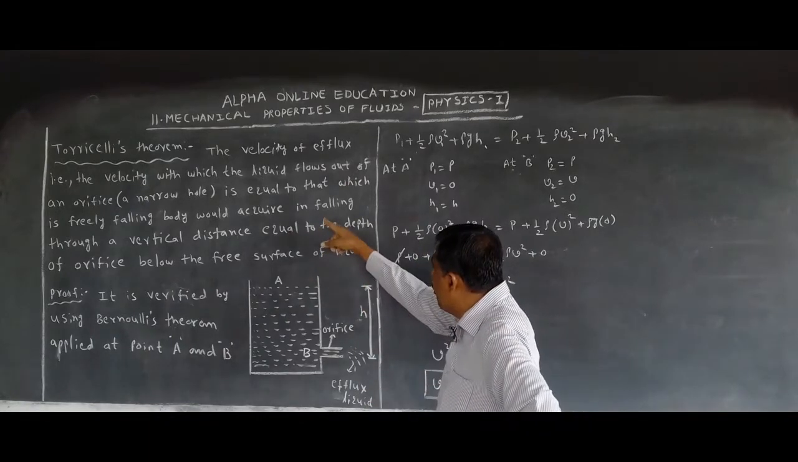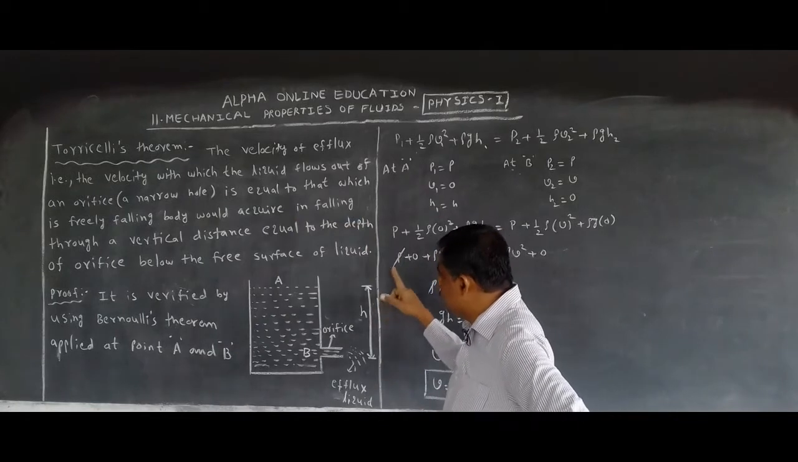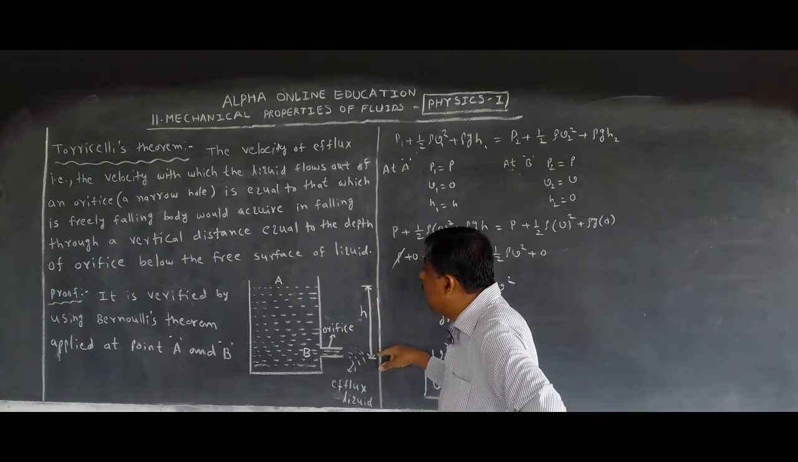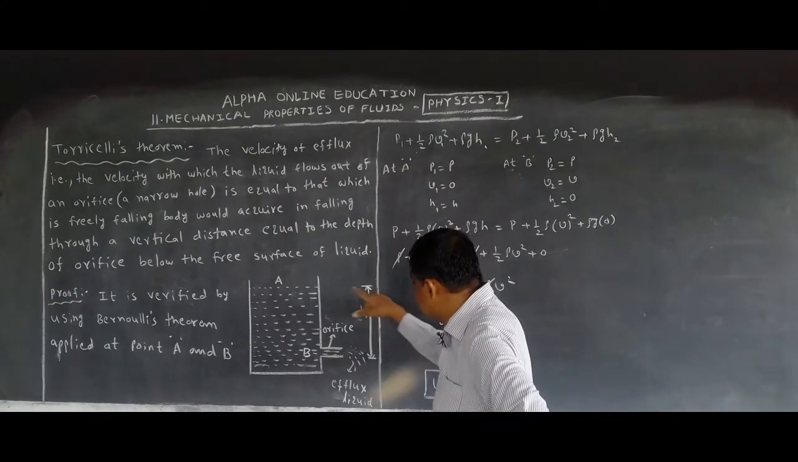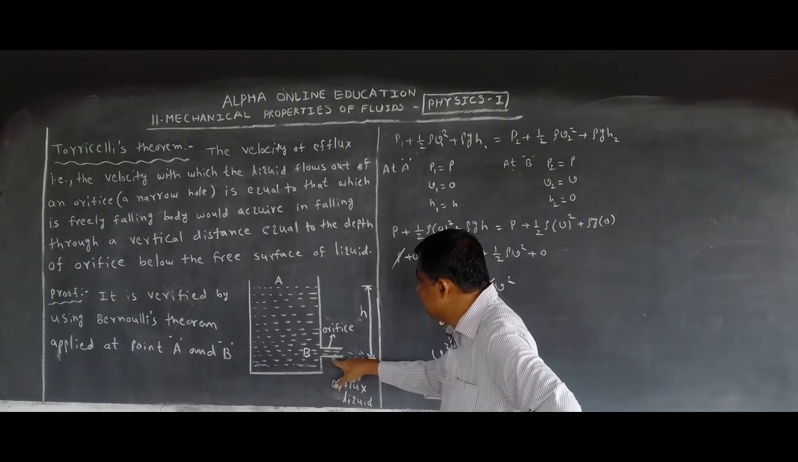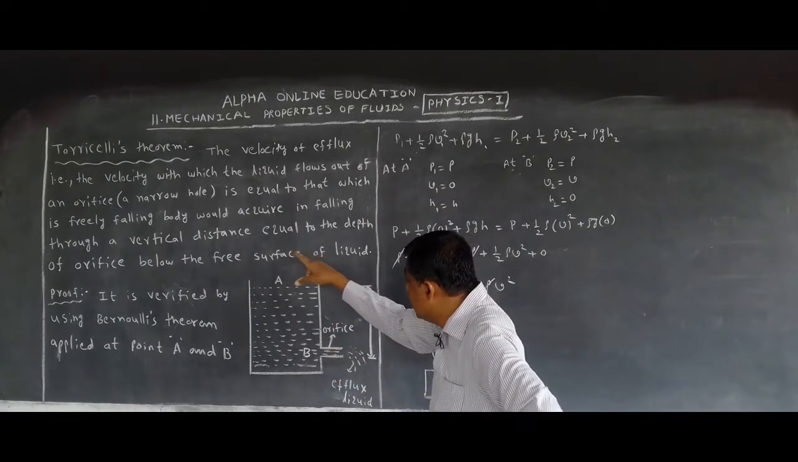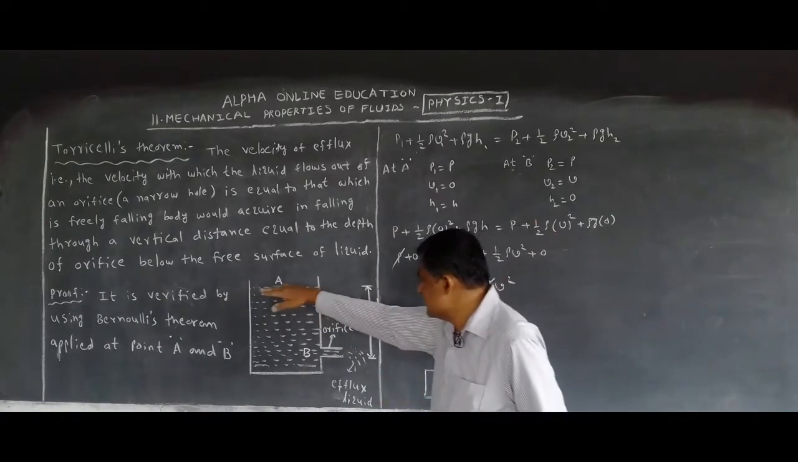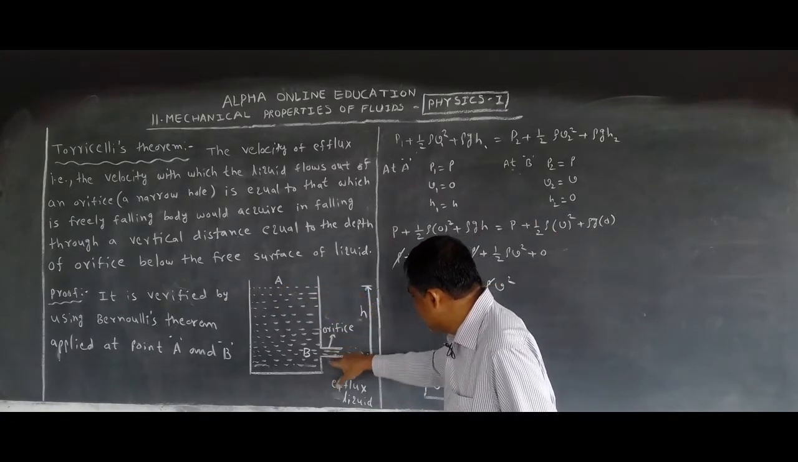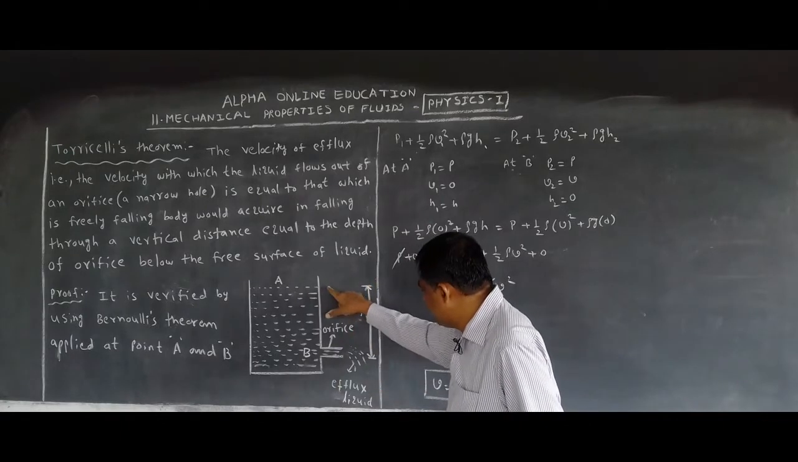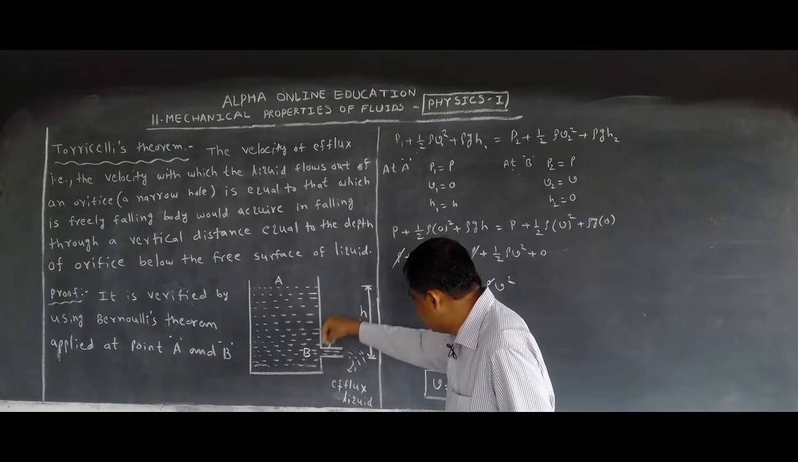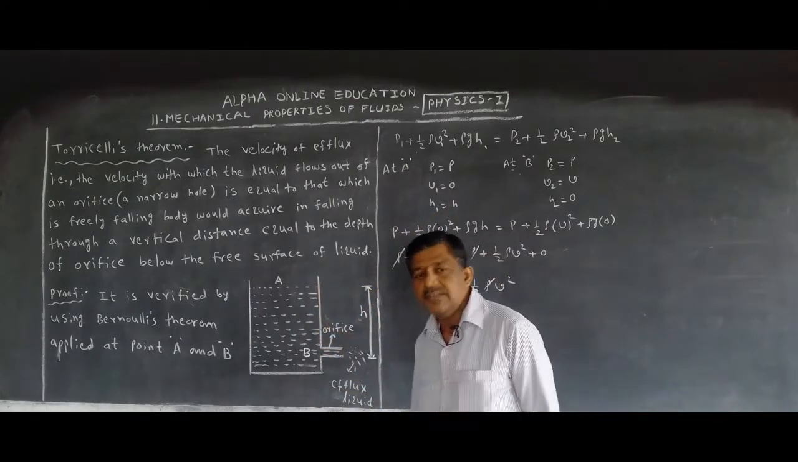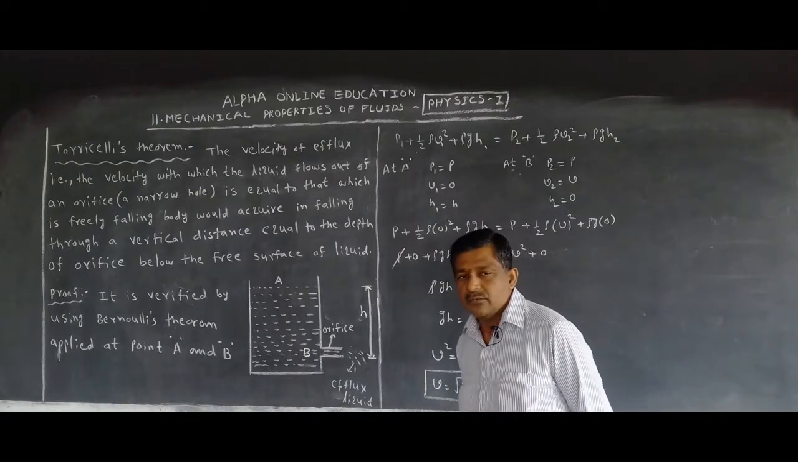would acquire in falling through a vertical distance equal to the depth of the orifice below the free surface of the liquid. This is the free surface of the liquid, and this is the depth, or we can say height. Whatever velocity the freely falling body reaches over that height is equal to the efflux velocity. This is the statement of Torricelli's theorem.